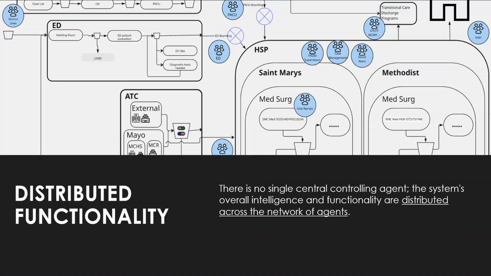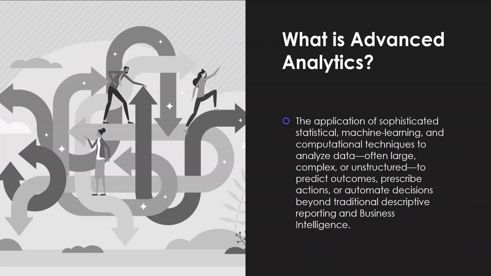Another key component of complex adaptive systems is that they have distributed functionality. There's not often a single controlling decision maker, and the system is exhibiting intelligence through this sort of distributed network of agents. So those things together can be helped by advanced analytics.